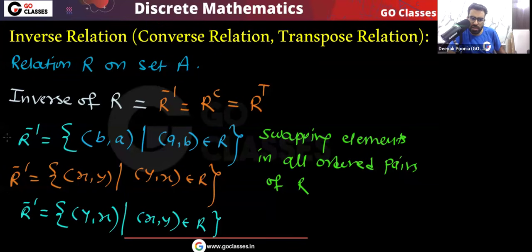You can understand it like this. All these are the same definitions. If AB belongs to R, then BA will belong to R inverse. If yx belongs to R, then xy will belong to R inverse. If xy belongs to R, then yx will belong to R inverse. So the idea is very simple: what is the inverse of any relation R? Just swap the elements in all the ordered pairs of R.